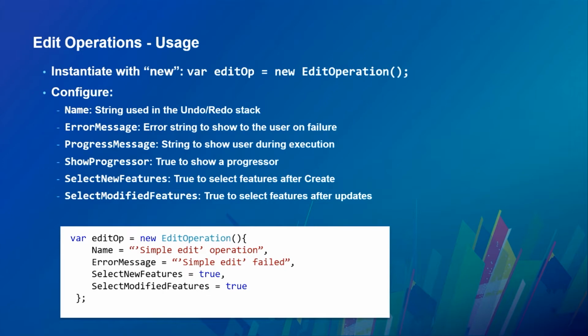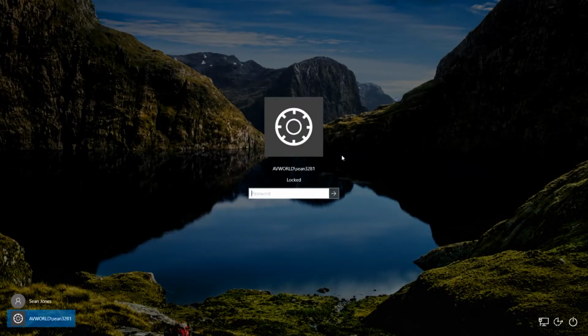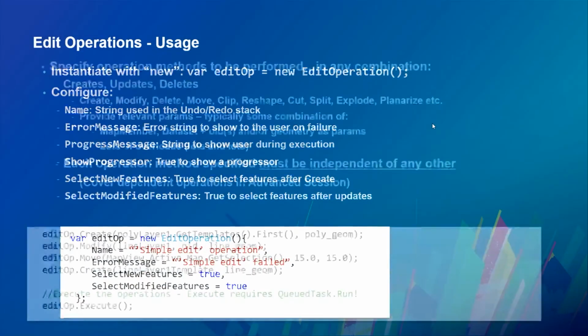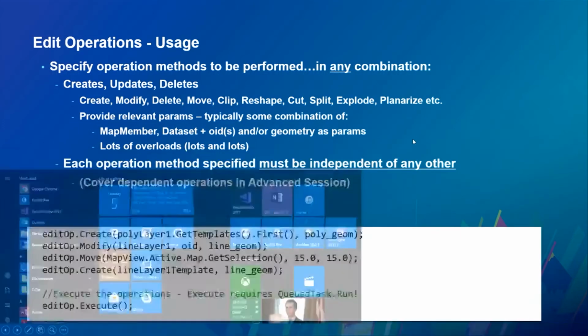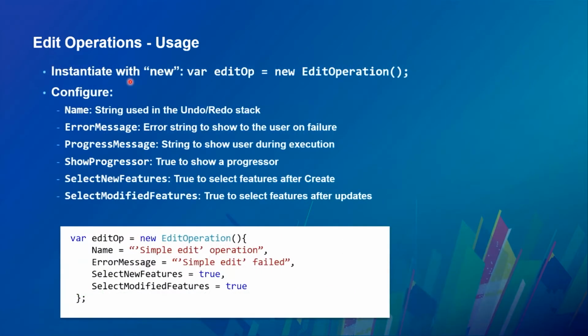So creating a new edit operation, simply instantiate it with the new keyword. The most common... whoa, whoops, what happened there? Okay, it's locked out. What I was trying to do was this. Thanks. Where was I? Oh, yeah.